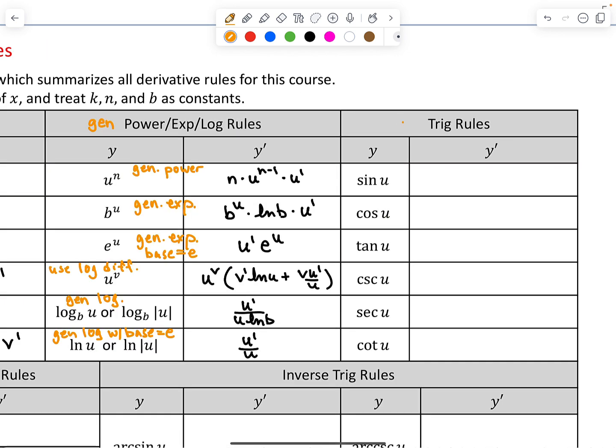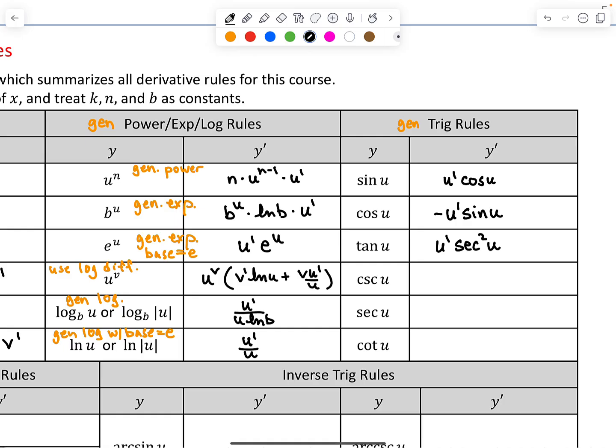Here we have the generalized trig rules. If you differentiate sine of a function, you're going to get cosine of that function, and then chain rule times u prime. Derivative of cosine is negative sine of the same argument times u prime. So negative u prime times sine u. Derivative of tangent is secant squared. Keep the same argument of u, and then chain rule times u prime.